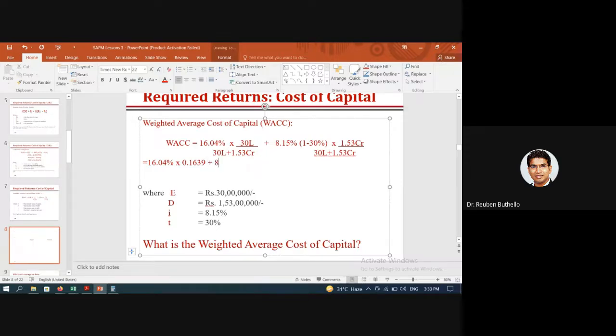Plus 8.15% into 1 minus 30%. Remember, what is 30% in decimal? Not 0.03, it's 0.3. That's 30 divided by 100, which is 0.3. And if I take 1 minus 0.3, how much do I get? I get 0.7, into this figure.